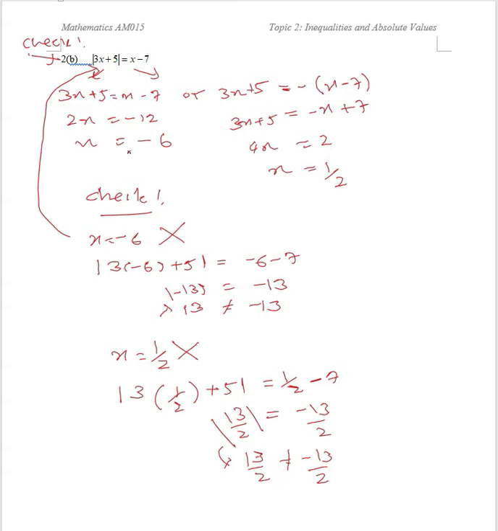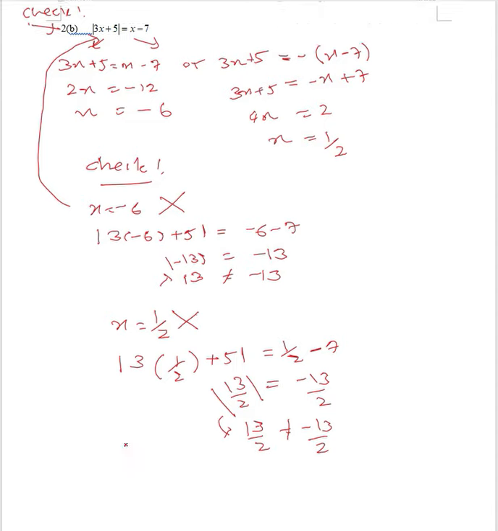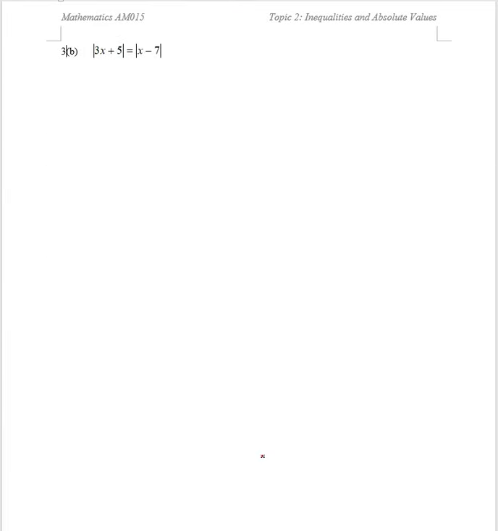Since both answers are rejected, what will be our answer? For this question, the answer is, there's no solution for this question. Next, 3b. Look at the pattern of the question. Do we have to check?